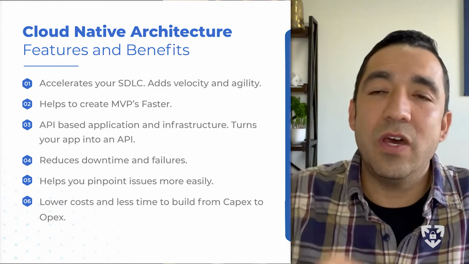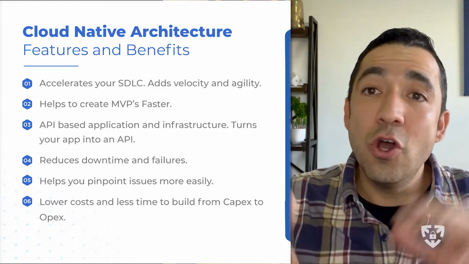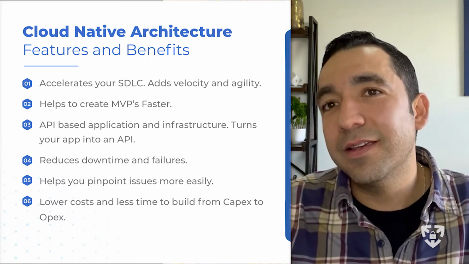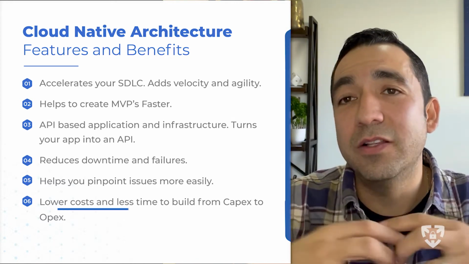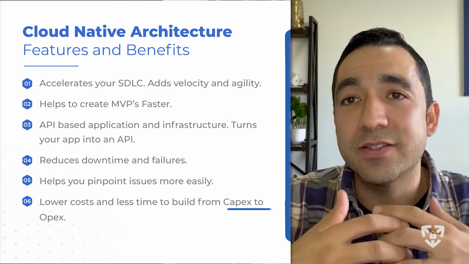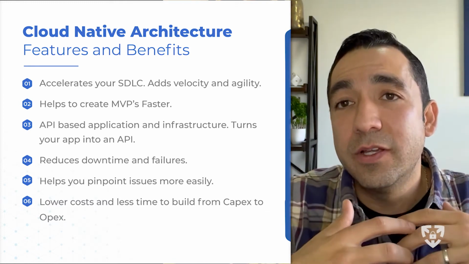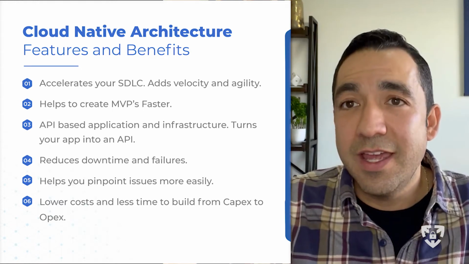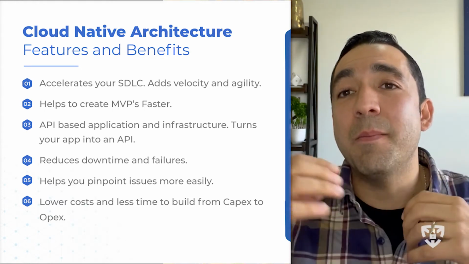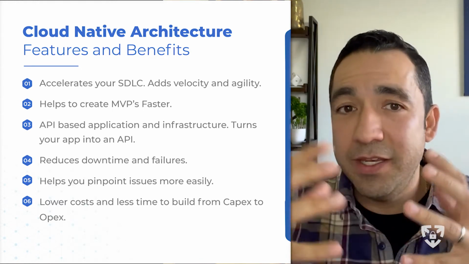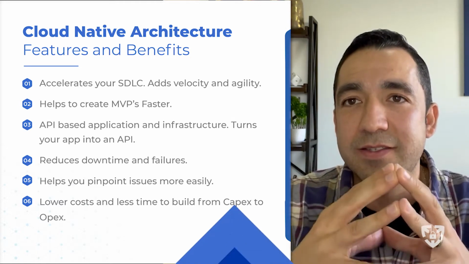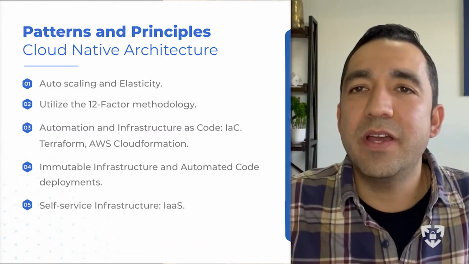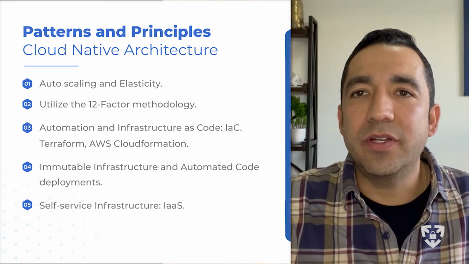Number six, since you're reducing your times, you lower your costs. Your implementation times get reduced dramatically, and it helps you with the man hours, meaning reducing costs. Now, patterns and principles of a cloud native architecture.